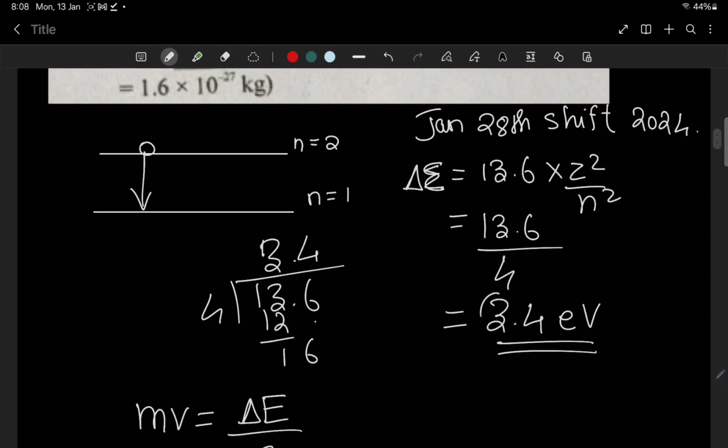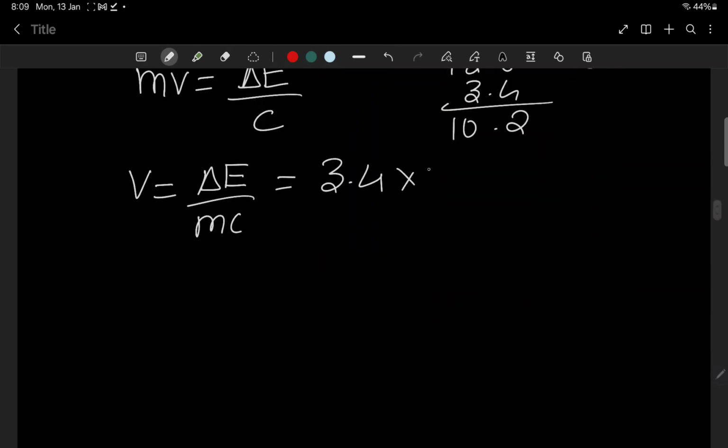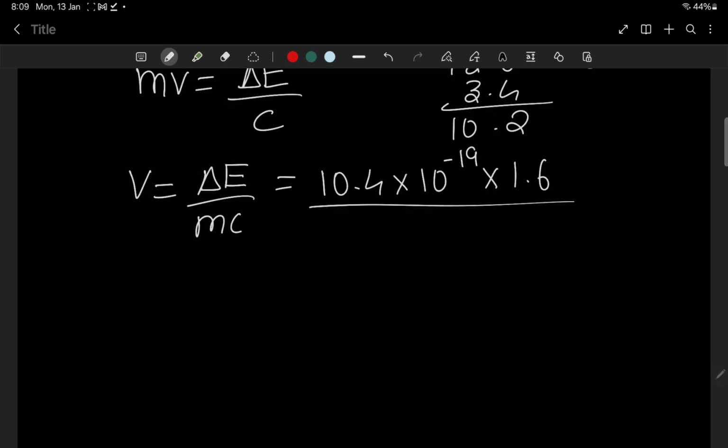Here, in the first level it is 13.6. This is just the energy of the second level, 3.4. So what is the energy difference? It is 13.6 minus 3.4. This is the delta E, which is equal to 10.2 electron volt. So here we should substitute not 3.4 electron volt but 10.2 into 1.6 into 10 raised to minus 19, because it's in electron volt. We should convert it into joule because we need it in meter per second.